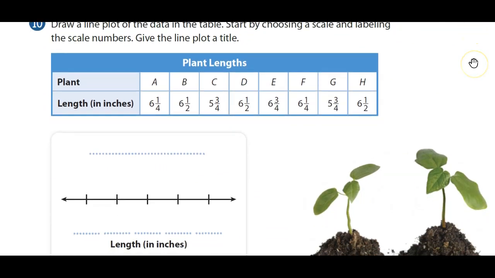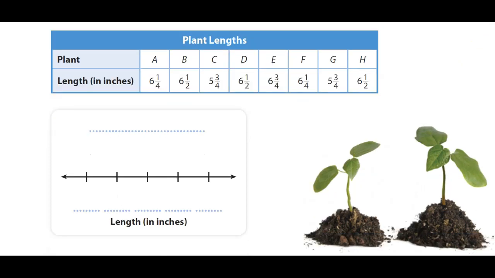And then it's the same thing for number 10. If I did number 10, now I'm going to go to a 1/4 and a 1/2. Okay. So what's the largest one that you see here? Which was the largest one? 6.5? 6 3/4. So I'm going to start off with that. Then I'm going to go with 6.5.